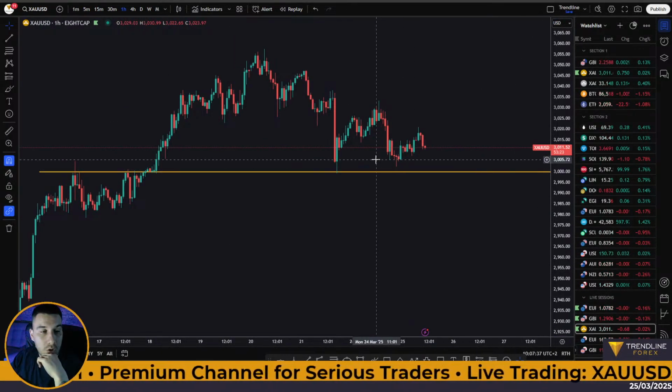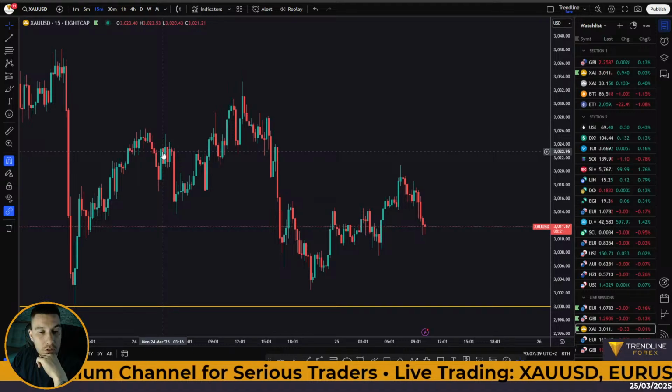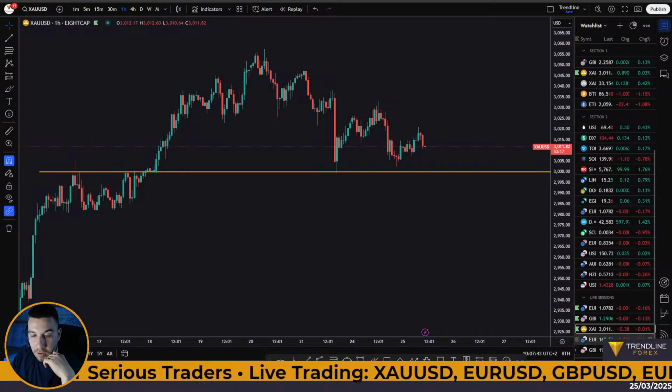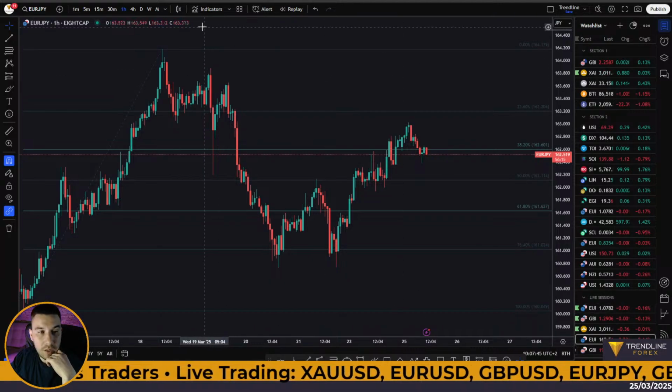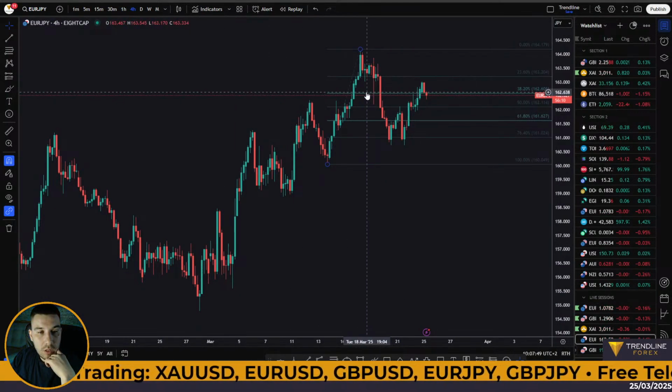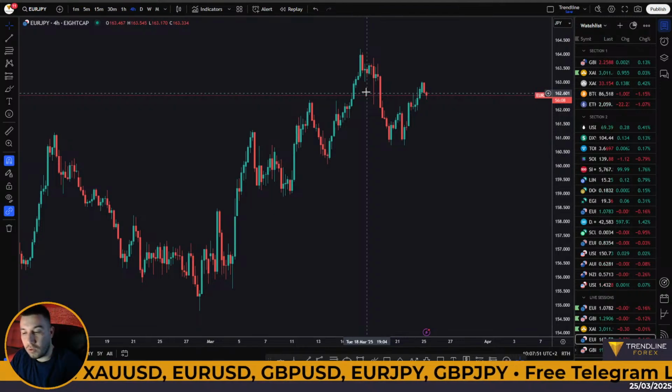I talked about gold already, so obviously we're going to come back to that. But let me just have a look at the yen cross pairs as well. Okay, so I'm going to delete this fib too.